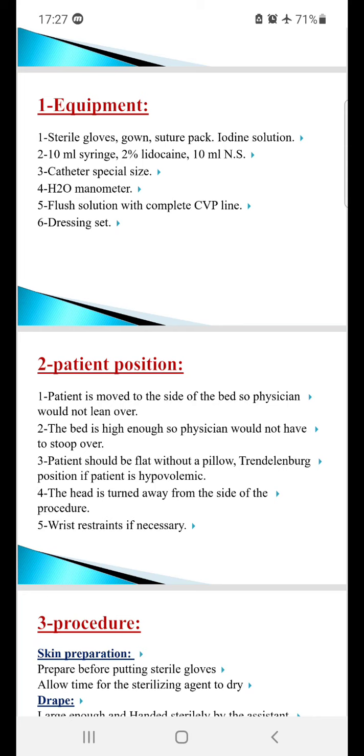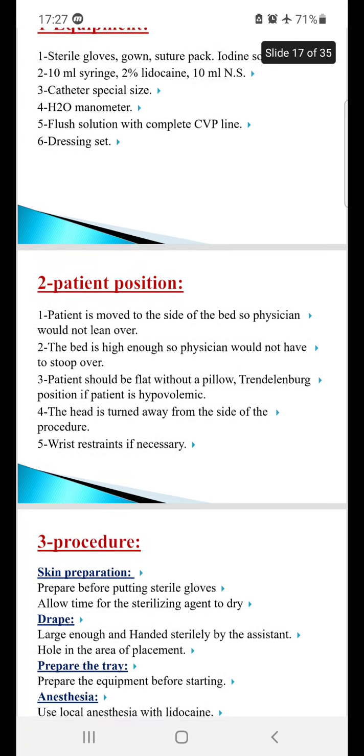Trendelenburg position if the patient is hypovolemic. The head is turned away from the site of the procedure. Restrain if necessary.